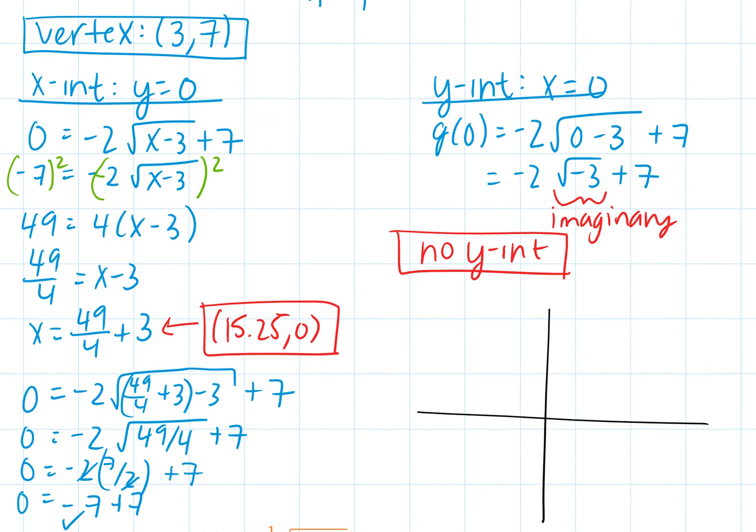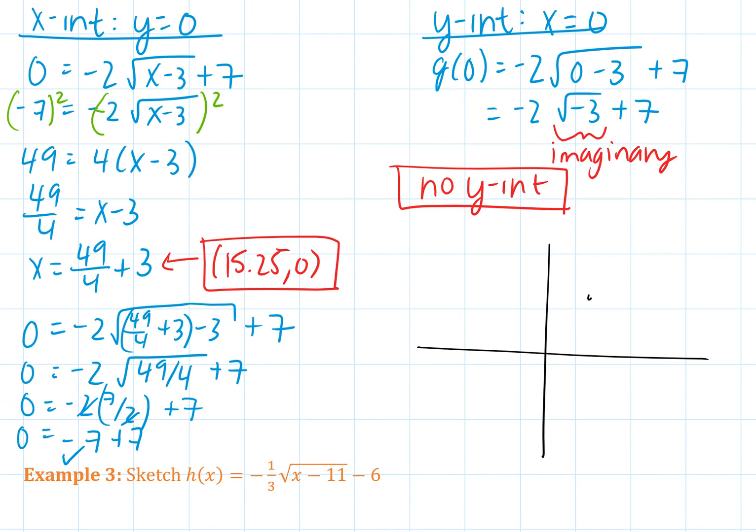So we have a vertex at 3, 7. And we have an x-intercept at 15.25, 0. Well, if this is our vertex, it's our starting point. We need to start from there and go towards the x-intercept in that nice curve. See, it's a sort of a dramatic or quick curve at the beginning and then a slower curve.